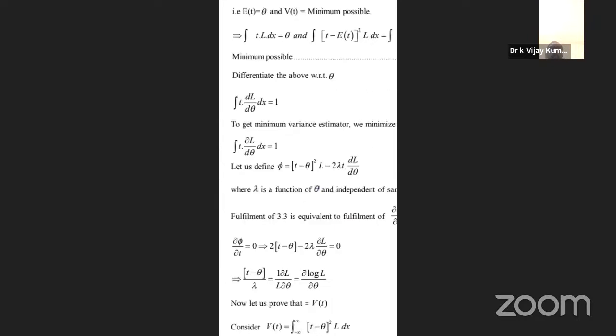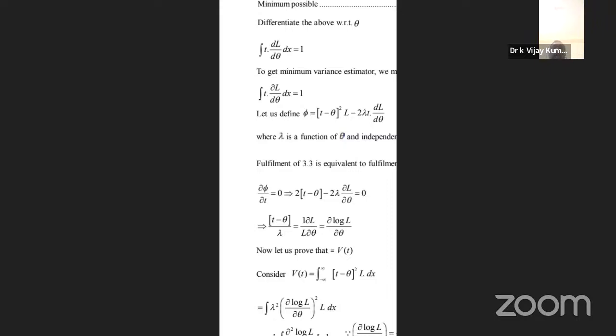So therefore, let us define phi is equal to (t minus theta) whole square L minus 2 lambda t dou L by dou theta, where lambda is a function of theta and independent of the sample observations. So fulfillment of 3.3 is equivalent to dou phi by dou t is equal to 0. So dou phi by dou t is equal to 2 into (t minus theta) L minus 2 lambda dou L by dou theta.